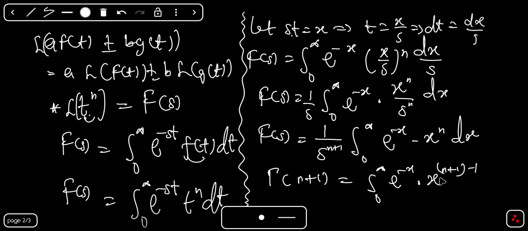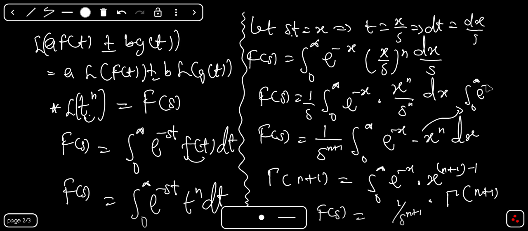Okay, so that is the gamma function definition. So we can now say that F(s) is equal to 1 over s raised to the power of n plus 1, then multiplied by gamma of n plus 1. Because if you write this integral, you can write it as the integral from 0 to infinity of e raised to the power of minus x, x raised to the power of n plus 1 minus 1 dx. So we have n plus 1. So now let's move on.